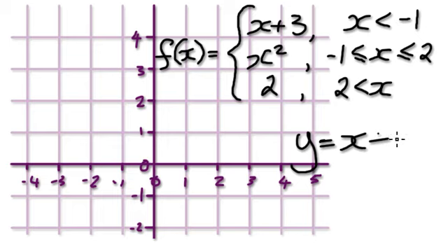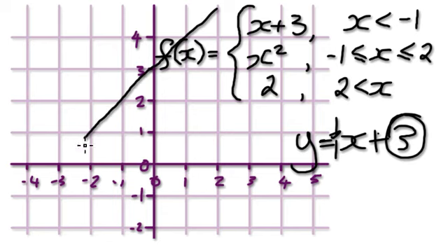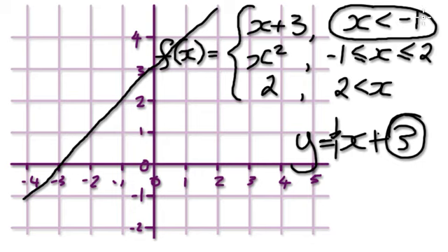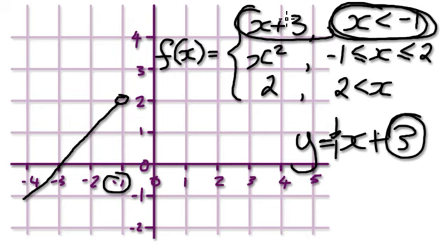the graph of y equals x plus 3. It will have an intercept of 3 and a gradient of 1, so y equals x plus 3 would look something like this. But the thing is, it's only valid when x is strictly less than -1. Well, -1 is here. It's strictly less than, so it's got to be an empty circle like this. And when x is greater than -1, it's not valid.